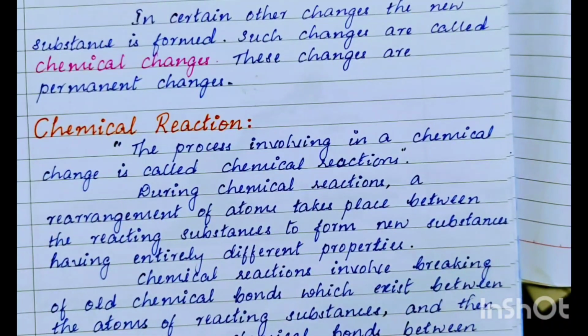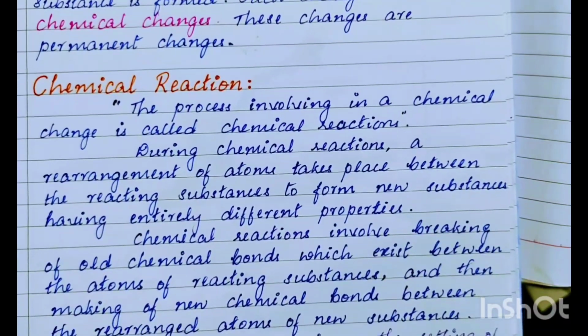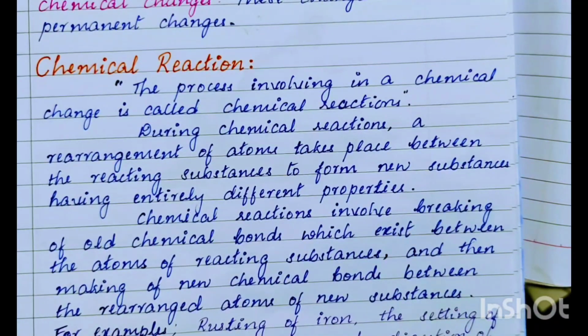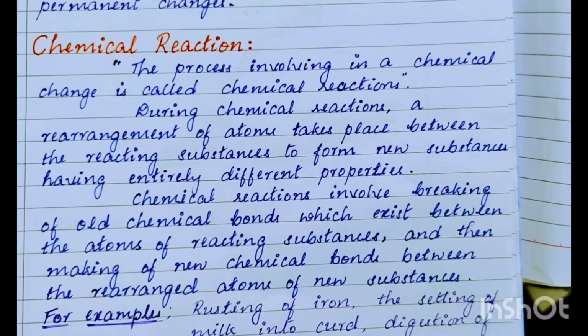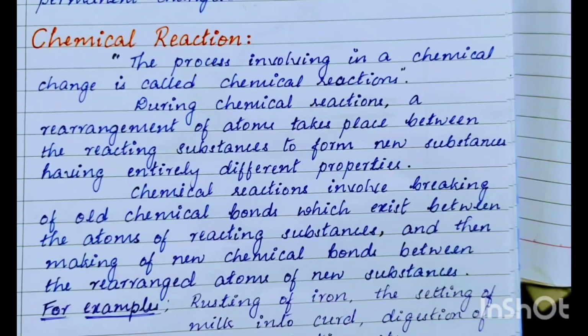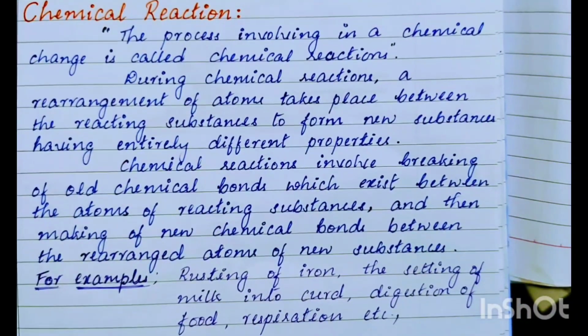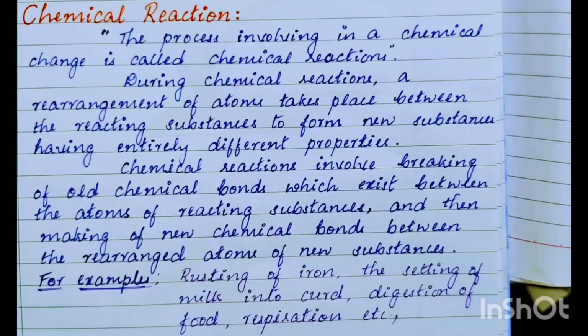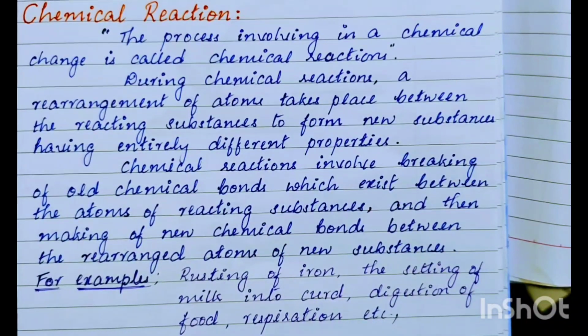Let us continue. During chemical reactions, a rearrangement of atoms takes place between the reacting substances to form new substances having entirely different properties. Chemical reactions involve breaking of old chemical bonds which exist between the atoms of reacting substances, and then making of new chemical bonds between the rearranged atoms of new substances. For example, rusting of iron, the setting of milk into curd, digestion of food, respiration, etc.